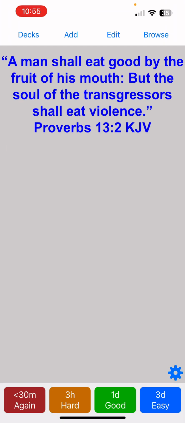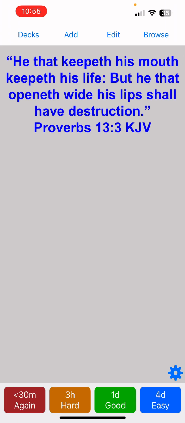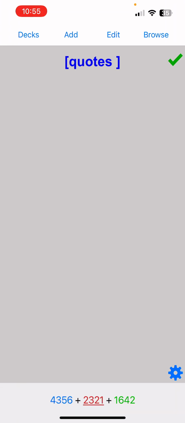All right, quotes. A man shall eat good by the fruit of his mouth, but the soul of the transgressors shall eat violence. He that keepeth his mouth keepeth his life, but he that openeth wide his lips shall have destruction. Nice.